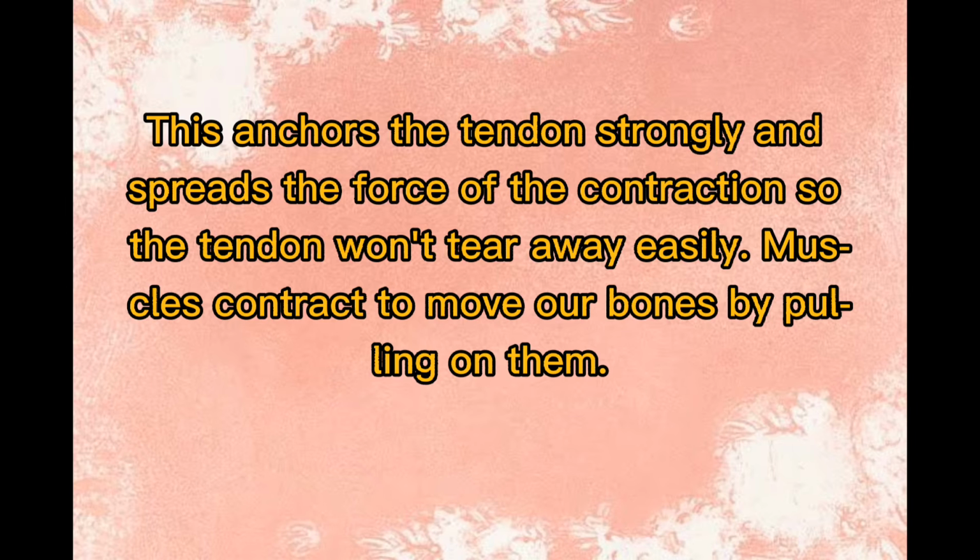Muscles contract to move your bones by pulling on them. However, muscles can only pull, they cannot push. This is why they usually work a joint in pairs. One muscle contracts to move the body part. The other muscle in the pair contracts to return the body part back to its original position. The muscles that work like this are called the antagonistic pairs.